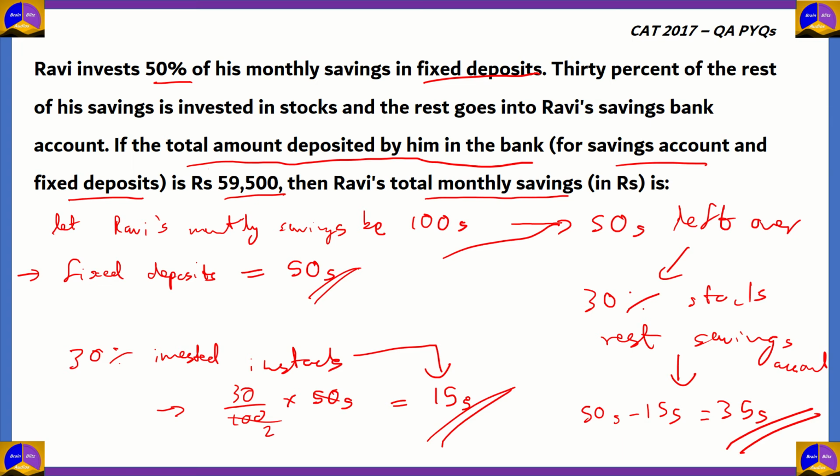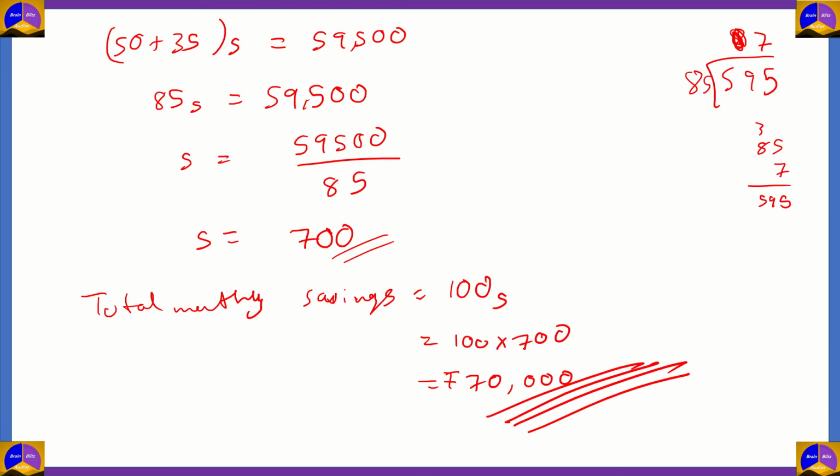So he invests 50% of that, which is 35,000, into his fixed deposits. He invests 24,500 into his savings account, and the rest of it, that is 15S, 15 times 700, goes into stocks. So 70,000 rupees is what Ravi saves every month.